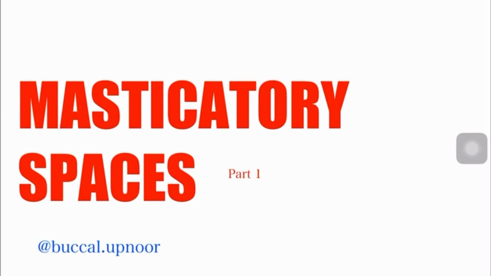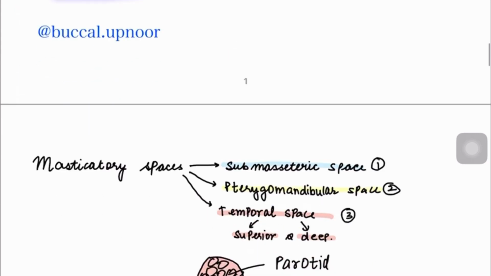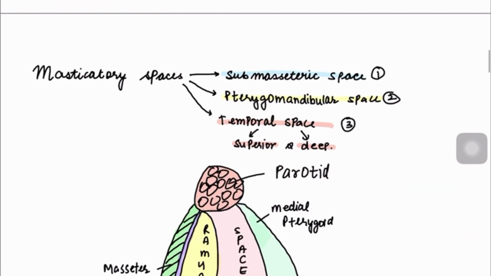Hello everyone, let's see an important topic of oral surgery, masticatory spaces. There are three masticatory spaces: submasseteric space, pterygomandibular space, and superior and deep temporal space.